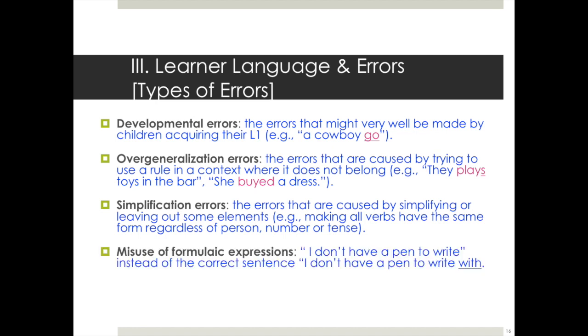Fourth is the misuse of formulaic expressions, saying "I don't have a pen to write" instead of the correct form, which is ending with a preposition, "with." "I don't have a pen to write with." And some of those errors, in fact, will stay frozen and will remain really fossilized for a long time. Typically, we see these errors across different learners from different L1 backgrounds.